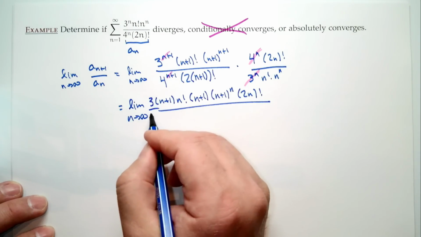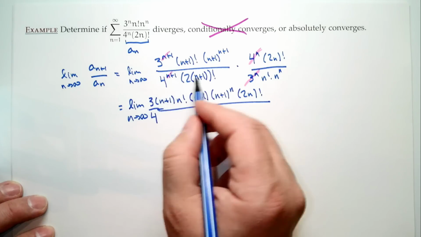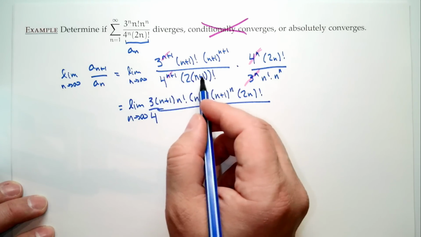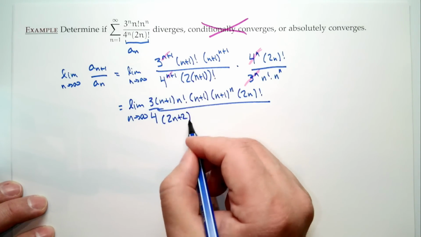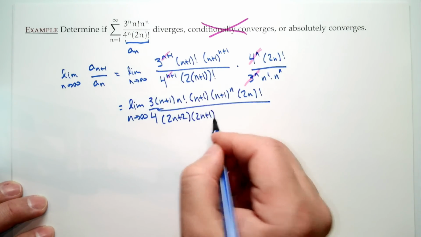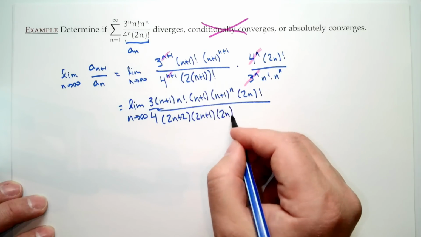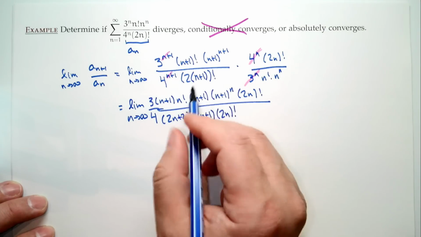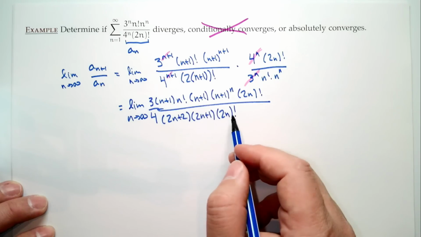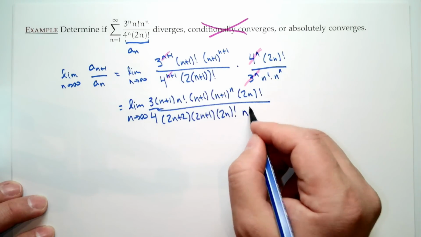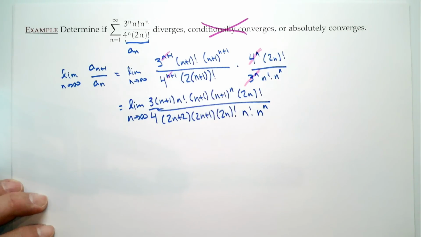I forgot the 3. So there we go, the 3 and the 4. Then we have 2n plus 1 factorial, which is really 2n plus 2 factorial. So we start pulling terms off: 2n plus 2, 2n plus 1, 2n, and now I'm good to go, factorial. So the 2n plus 1 factorial became 2n plus 2 times 2n plus 1 times 2n factorial. Then I still have the n factorial and the n to the n.